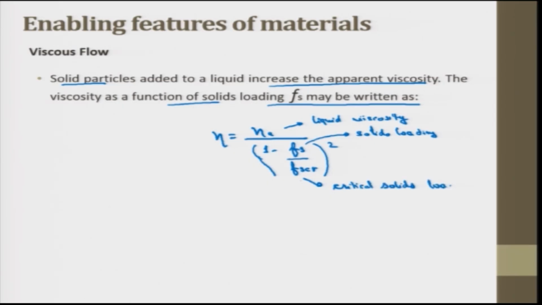Critical solids loading, and this value is generally 0.62. It is the critical solids loading at which the flow ceases. At this point, if this much solid is in, the flow completely ceases, and eta is the liquid viscosity, the viscosity with no solids. Because we need to add solid particles to obtain the specific properties of the final manufactured part, the amount of solid that has to be put can be determined using this formula.